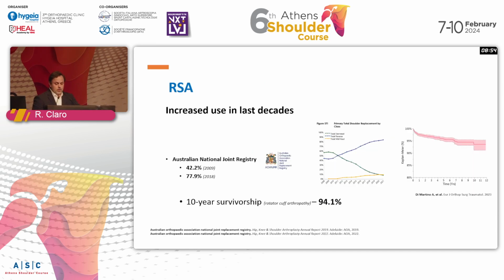But if we see the Australian Joint Registry, in 2009 we had almost 42% reverse, and nowadays, almost 80% of the shoulder prostheses are reverse shoulder arthroplasty. And also, when we are dealing with rotator cuff arthropathy with a reverse, at 10 years survivorship, we have almost 94%. So it's a good indication.